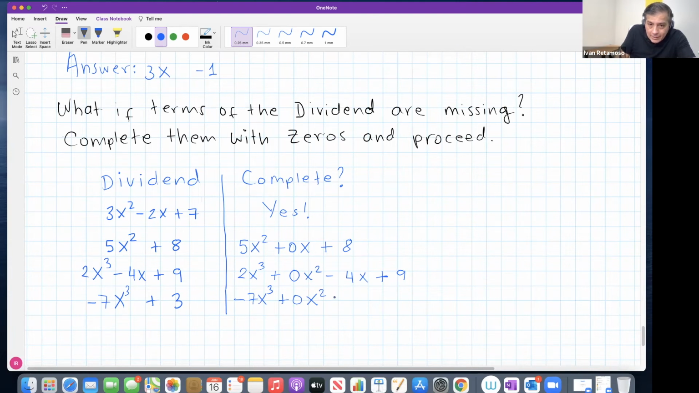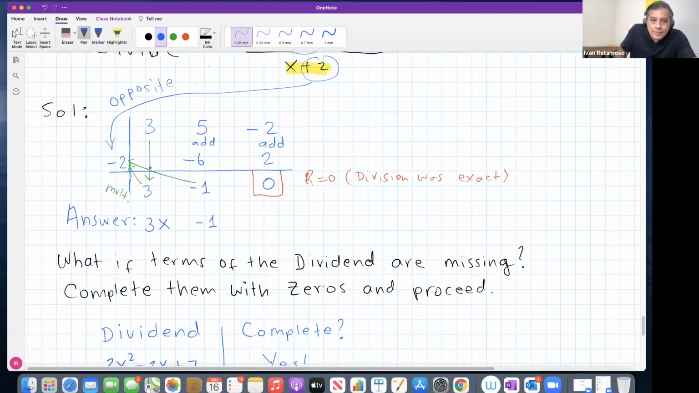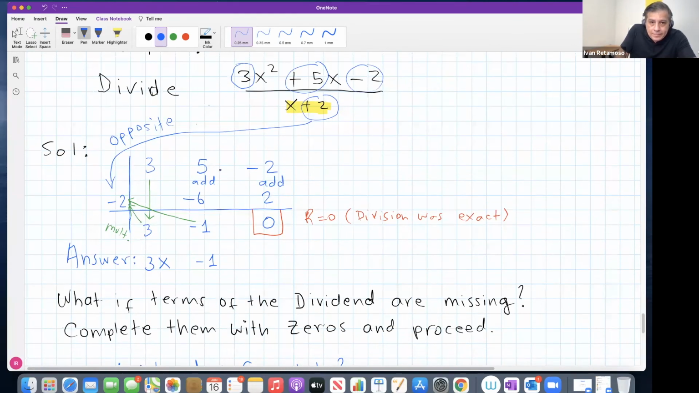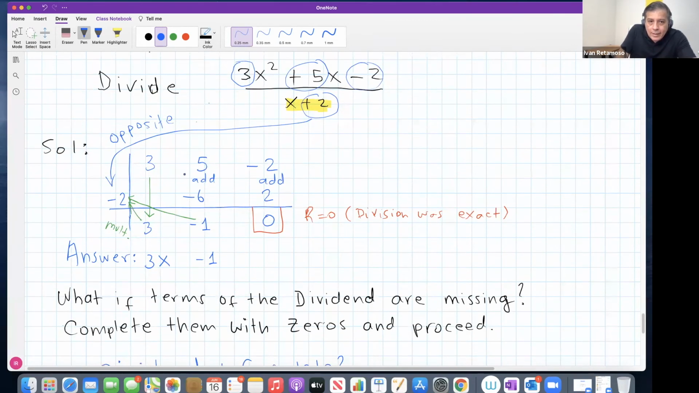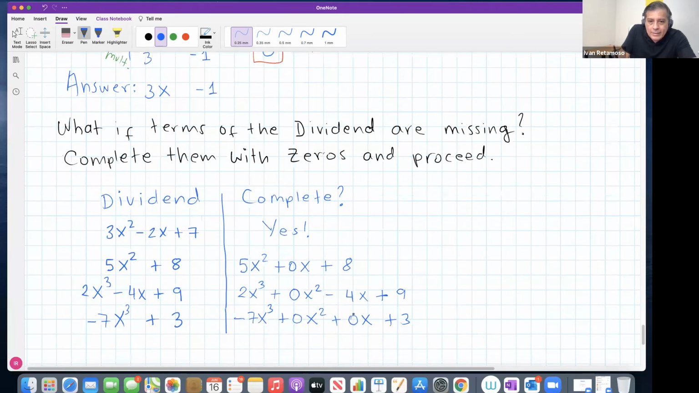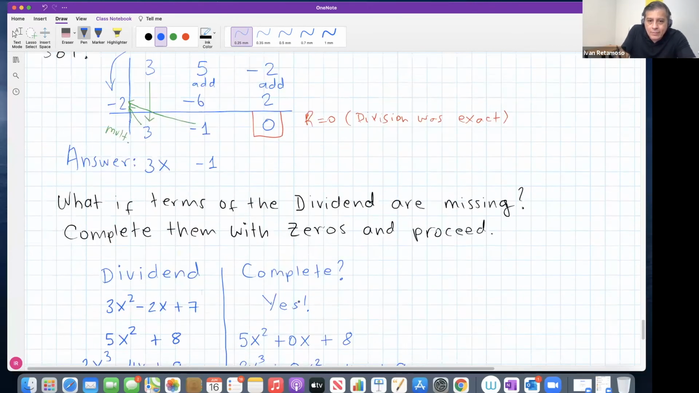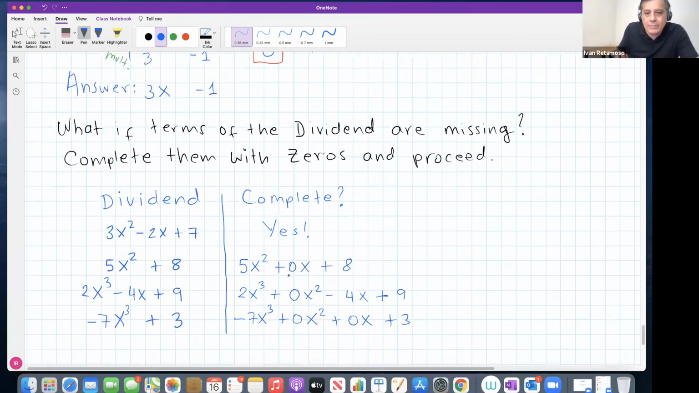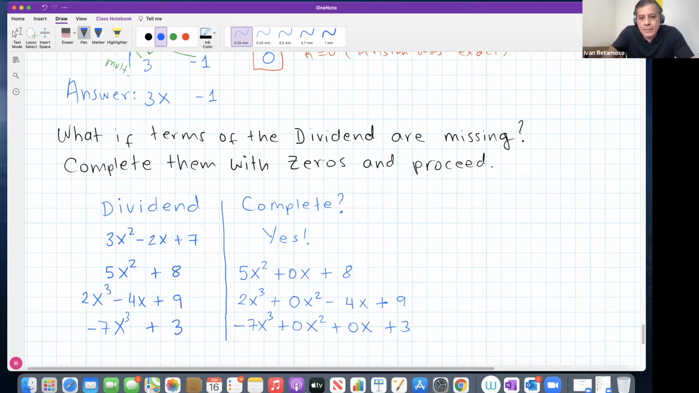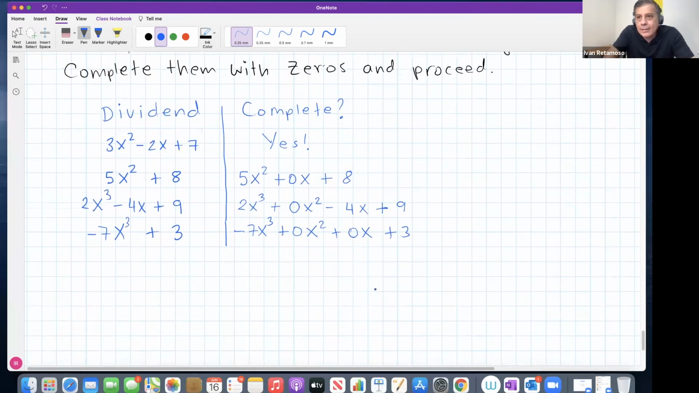Look, missing the x term, I added 0 times x squared plus 0 times x plus 3, right? And then on the horizontal row here, I have to write -7, 0, 0, 3, and then here in the corner, the one that comes from the divisor, and then I proceed. Very good, guys. So if the polynomial is not complete, complete it, and then do the synthetic division.